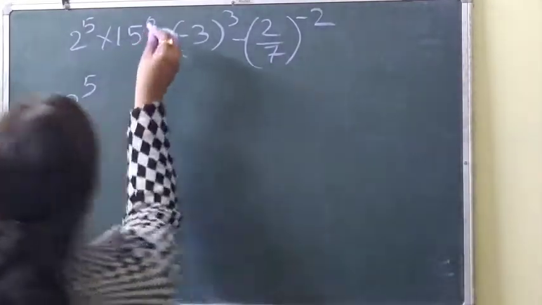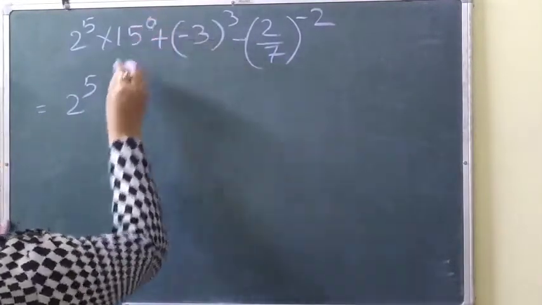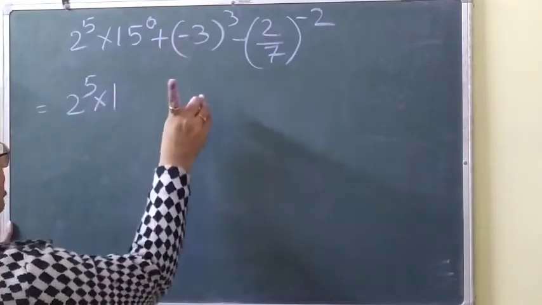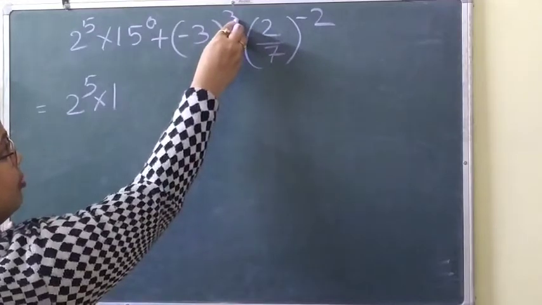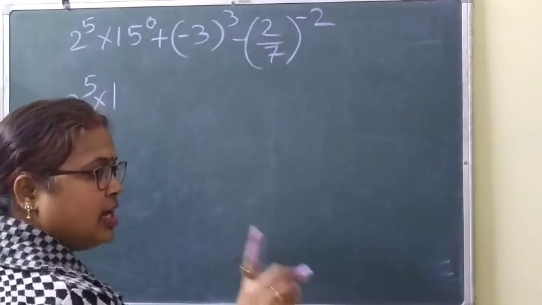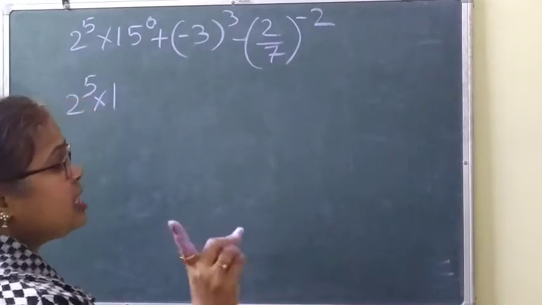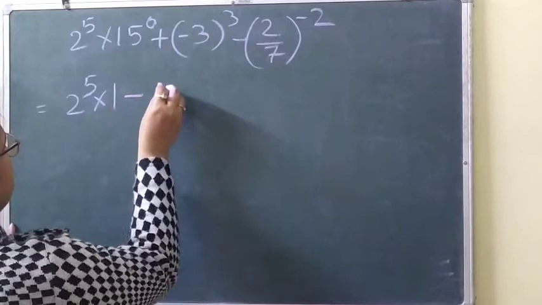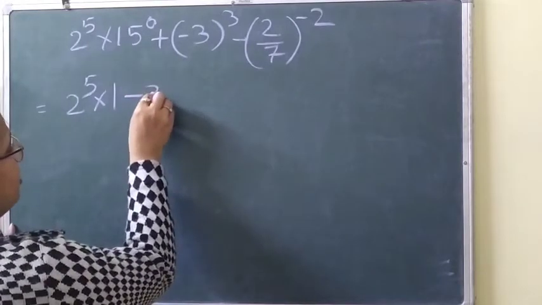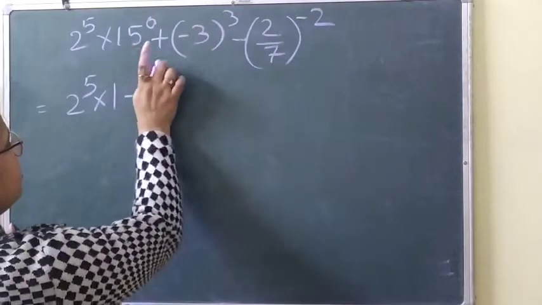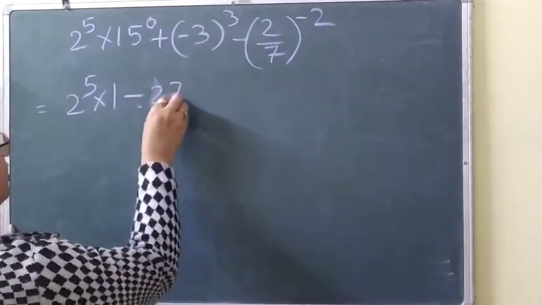So here also the power is 0. So here the answer will be 1. Then plus minus, and here the power is an odd number. And when a minus sign is given and the power is an odd number, in the answer we put the minus sign. So here it will be minus, what can we write here? 3, 3 3s are 9, 9 3s are 27.